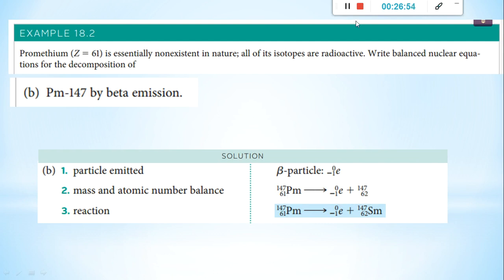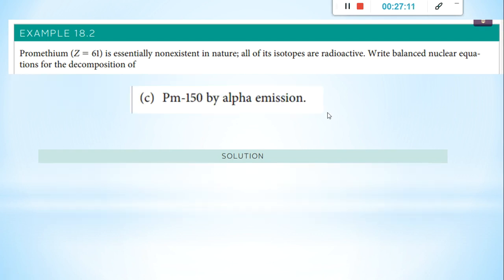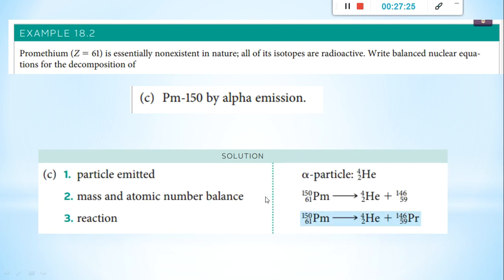So based on the periodic table, an element with an atomic number of 62 is samarium. So therefore, we have this nuclear reaction. All right, so we have last promethium 150, but it's by alpha emission. So we have helium 4. The particle emitted is alpha, so we have helium with an atomic number of 2.